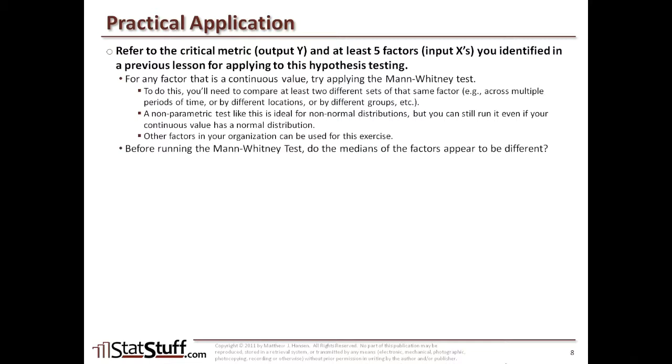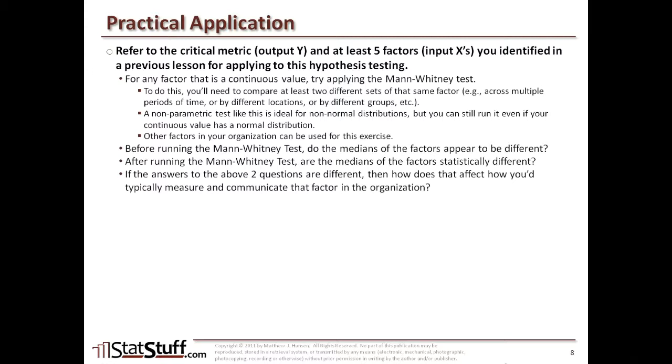Before you run the Mann-Whitney test, ask yourself, do you expect that the medians of the factors that you're comparing appear to be different between them? Then run the Mann-Whitney test, and ask yourself, are the medians of the factors actually statistically different from each other? If the answers to those previous two questions are different, then ask yourself, how does that affect how you typically measure and communicate that factor from within your organization?